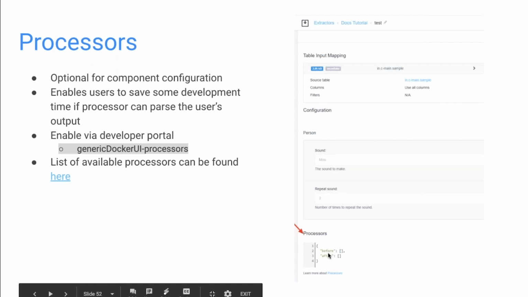There's before and after, meaning that before means the processors put in here run before the component is executed. Let's say it does something, and then after it's executed in series, it will run the configuration, and after that, it will execute the processors that are specified in after. A list of available processors can be found in this link over here.